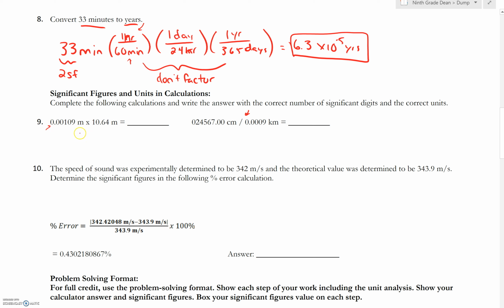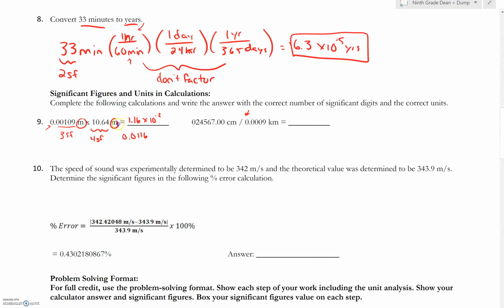When you multiply 0.00109, that has 3 significant figures. 10.64 has 4 significant figures. So when you multiply all these together, you get an answer that will need 3 significant figures. So you're going to get 1.16 times 10 to the minus 2. And it's okay if you wrote 0.0116. I don't mind. But a lot of you messed up on the units, okay?